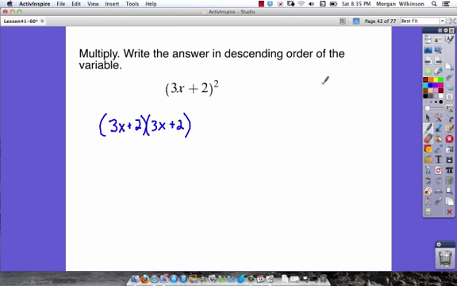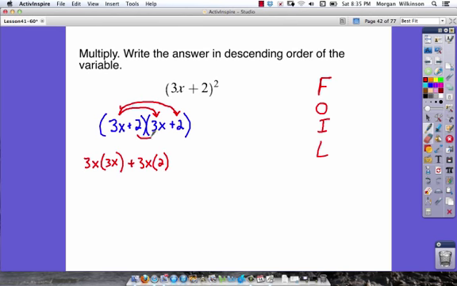So we're going to use that FOIL method, F-O-I-L: first, outer, inner, last. So the first numbers that we have, well, we've got 3x times 3x. Then our outer numbers come next. Well, our outer numbers, we have 3x and 2. So we're going to get plus 3x times 2. Our inner numbers, 2 and 3x, so we're going to get plus 2 times 3x. And our last numbers, L, we're going to get 2 times 2.